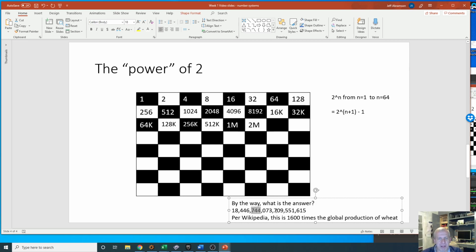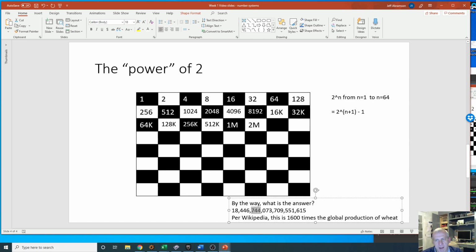And the other stat that I thought was interesting is that Wikipedia says that this is 1,600 times the global production of wheat. So there was no way the king could even come close to making this available for the advisor here.